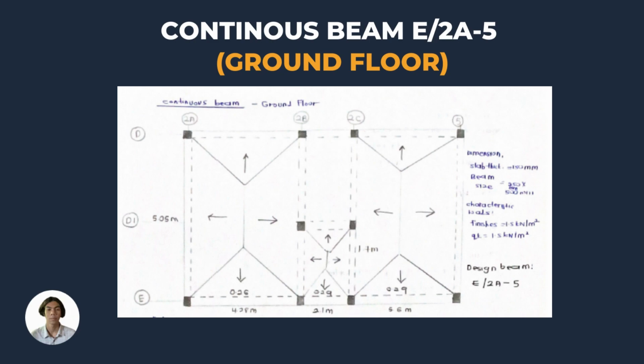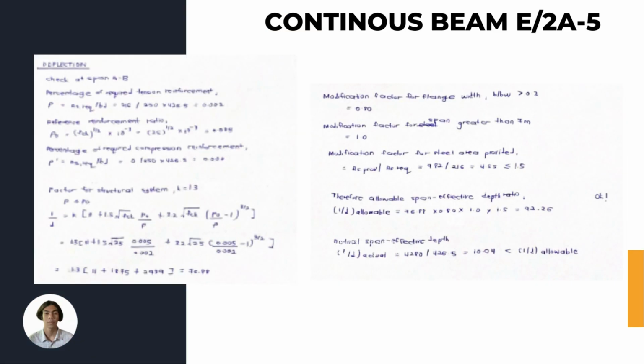The dimension for slab thickness is 150 mm and beam size is 250 times 500 mm. The characteristic load, which is finishes, is 1.5 kN per meter square and QK is 1.5 kN per meter square. Next, we move to deflection. The percentage of required tension reinforcement is 0.002 and P naught is 0.005. So we use formula P less than P naught.